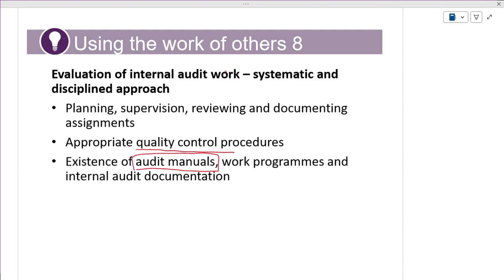At this point, you should know the various aspects of what we are doing in auditing. There should be audit manuals. You should have work programs, and most importantly, internal audit documentation. When we are talking about a systematic and disciplined approach, we should plan, we should have procedures, and we should have documentation. There should be good planning, good control procedures, and more importantly documentation.